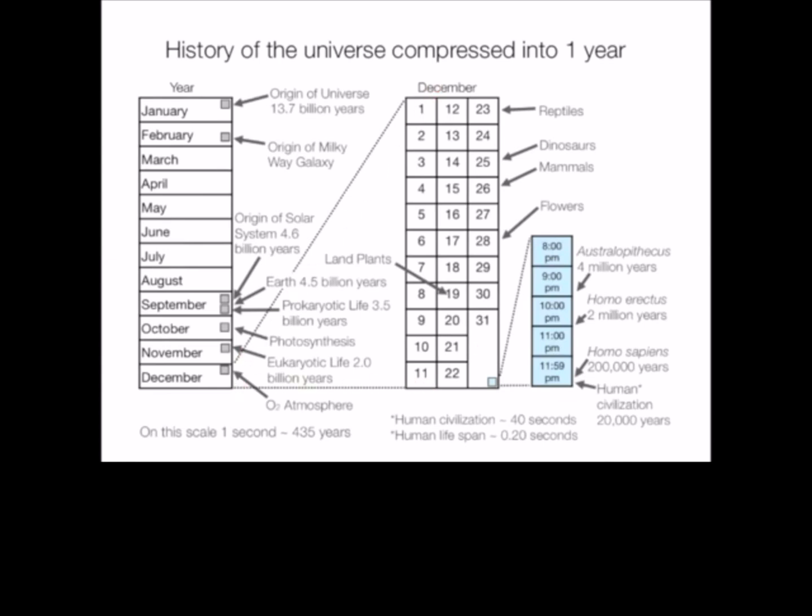So if we break down December into its days, December 1 to December 31st, that's what we're shown right here. And you can see on December 19th, we have land plants. On December 23rd, reptiles on our planet. On Christmas Day, dinosaurs. The day after Christmas, we finally have mammals, organisms just like you and I. The 28th, we have flowering organisms. And you'll notice in this entire period, there's no humans.